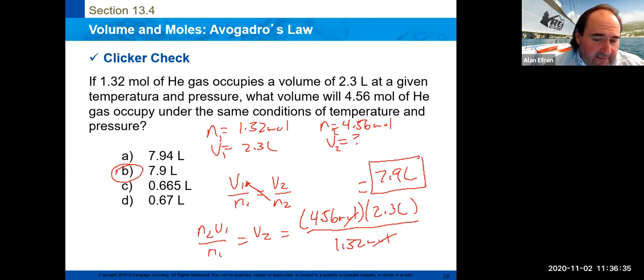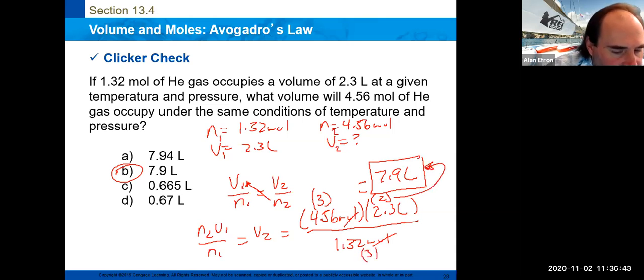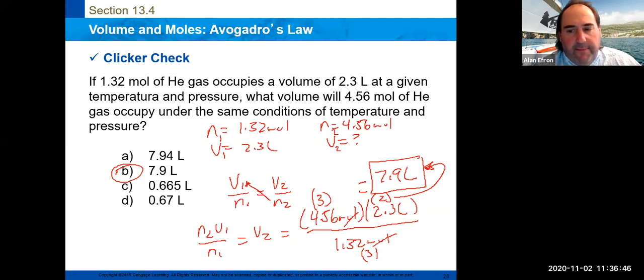And that's because sig fig wise, this guy's got 3, this one's got 2, this one's got 3. So we should end up with 2 sig figs when it's all said and done here, based off of our liters there. Question on that calculation or Avogadro's law?